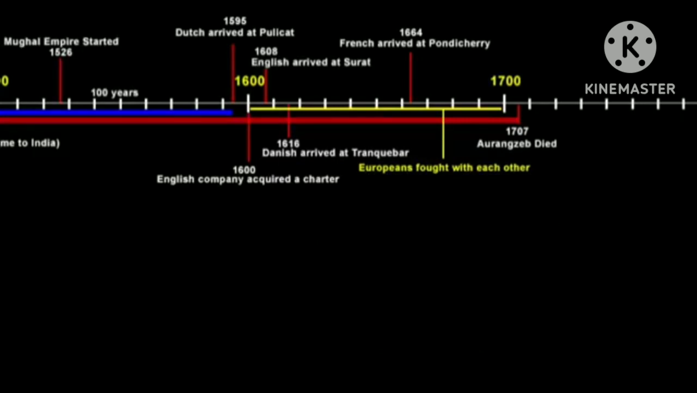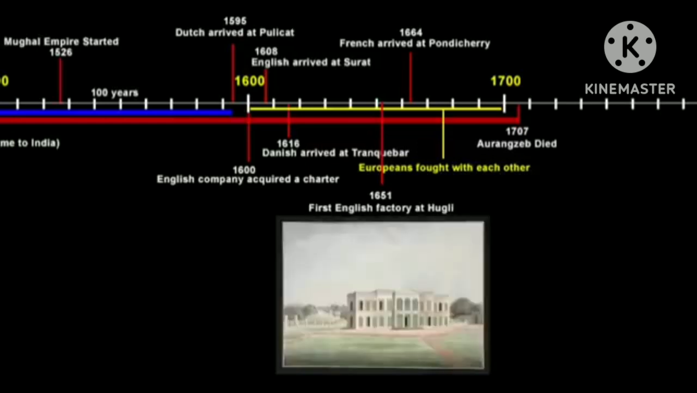This kept on going till 1651, when they finally decided to set up their first English factory on the banks of River Hooghly. Now, this was an important step for the British because prior to this, they only had a trading post, and now they actually built a fully equipped factory with warehouses to stock their supplies and also offices where the company officials would sit.